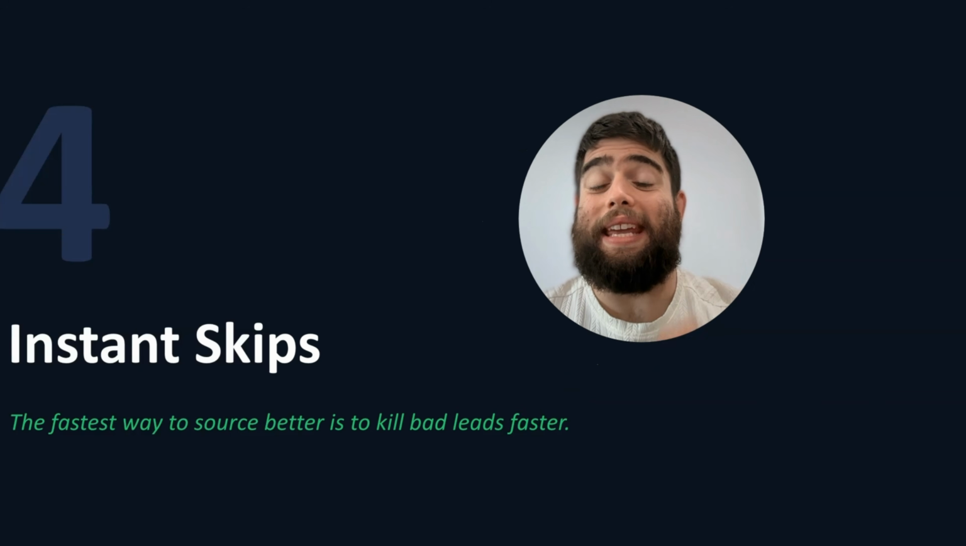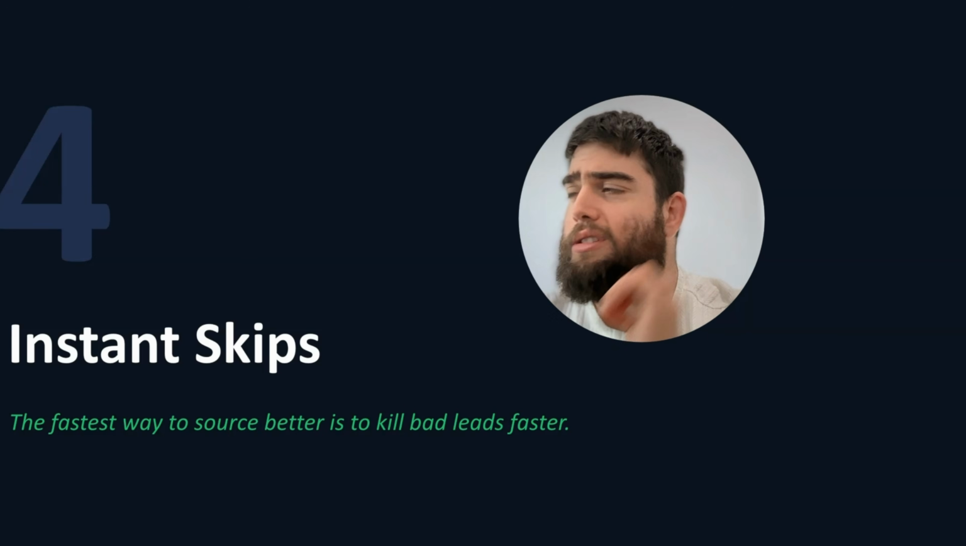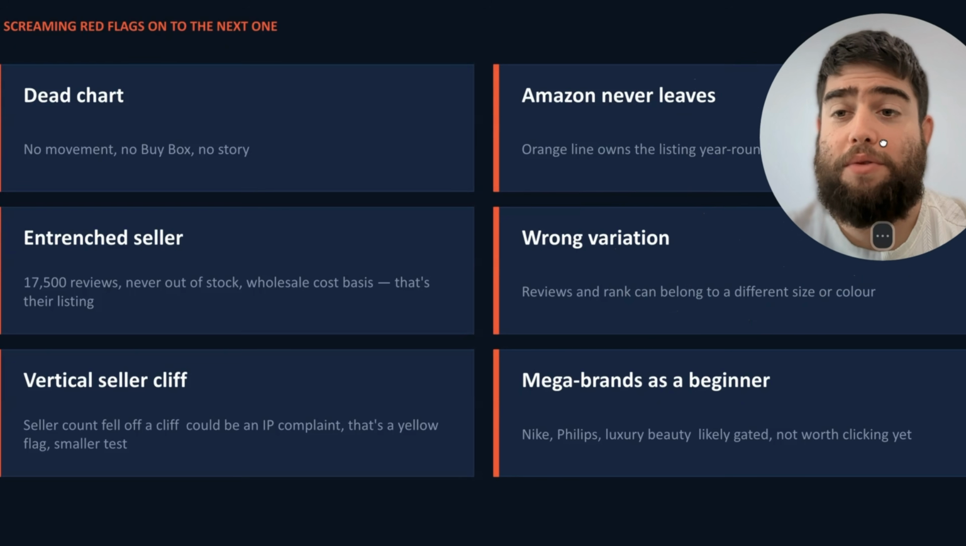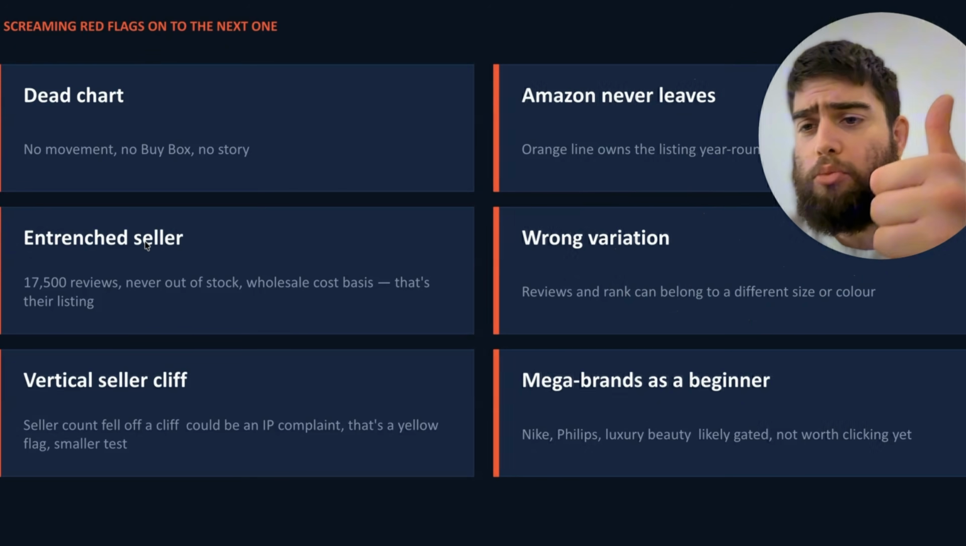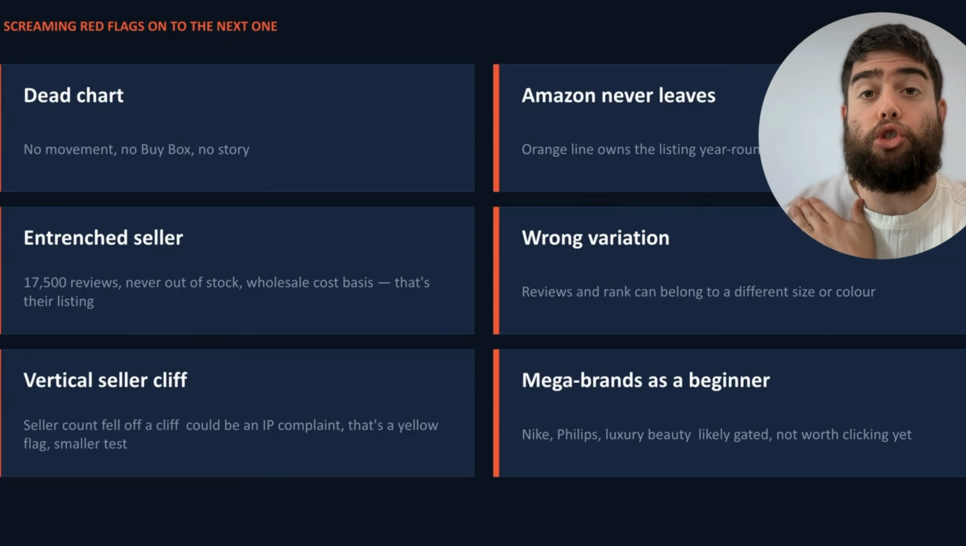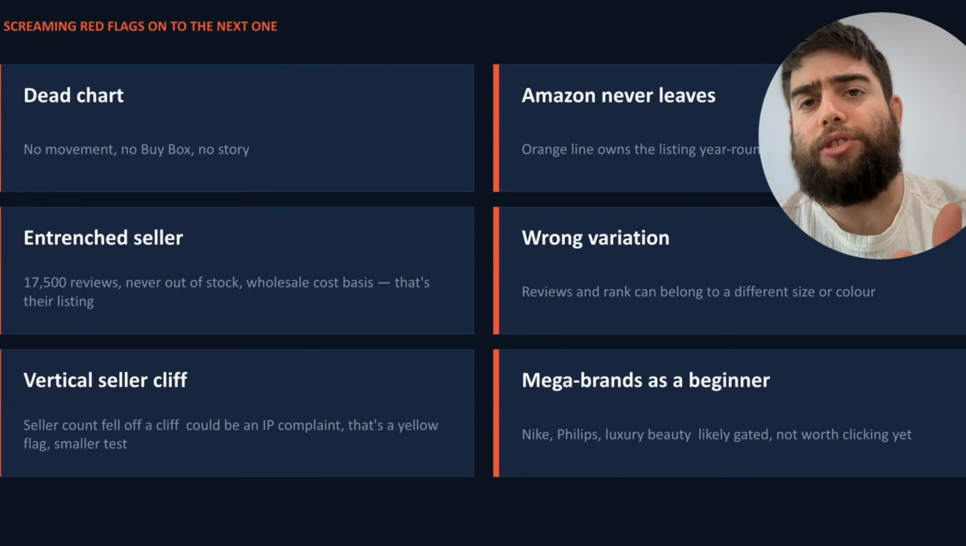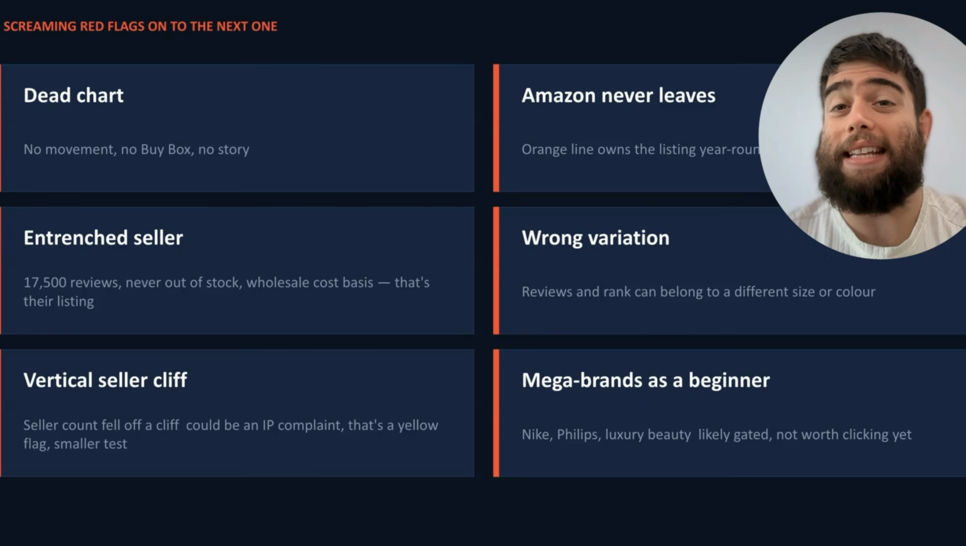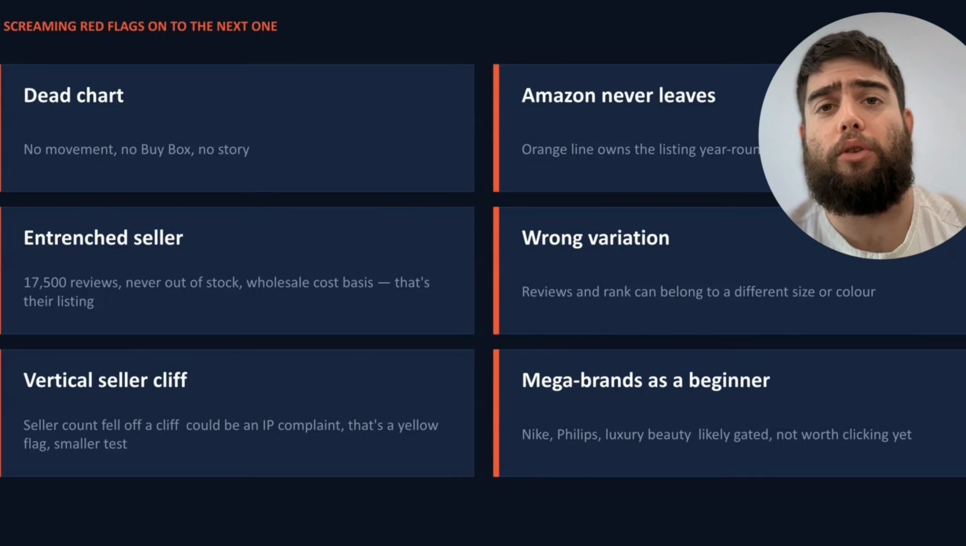So let's go over some instant skips with Keepa. If you see this, just move on. It's not worth really investigating much. We have the dead chart, right? No movement, no buy box. There's just straight up no story. If you're a new seller, just move on. You can test these items, but you're throwing money and it's a gamble. It could be that the inventory just ends up dying.